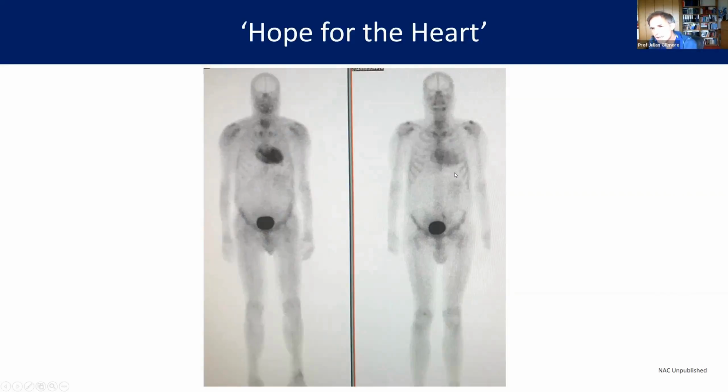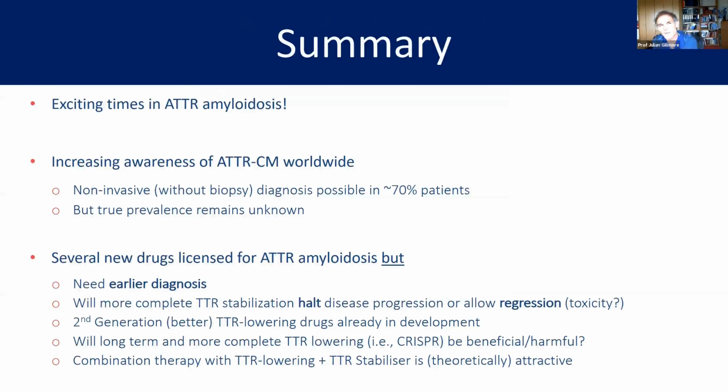So that's encouraging. We still don't quite know what that means, and I think there's a lot more work to do to see if we're really seeing amyloid regression and whether the scan changes really represent direct improvement in the heart. But it's certainly encouraging. It's not something that we'd ever seen before these disease-modifying treatments were available. So just to summarize, it's obviously exciting times. There's a lot going on in ATTR amyloidosis.